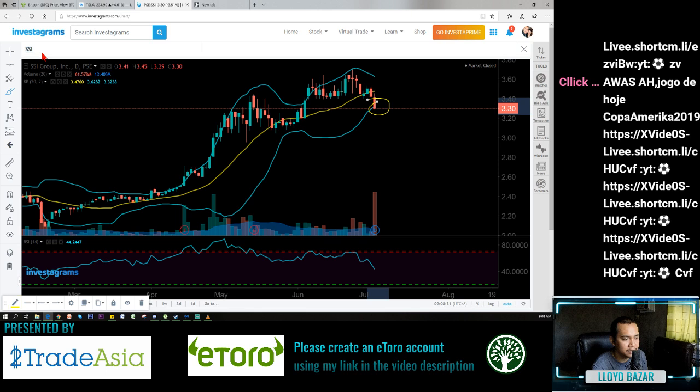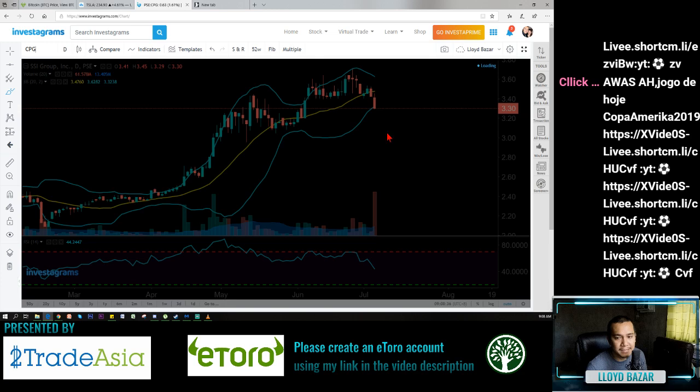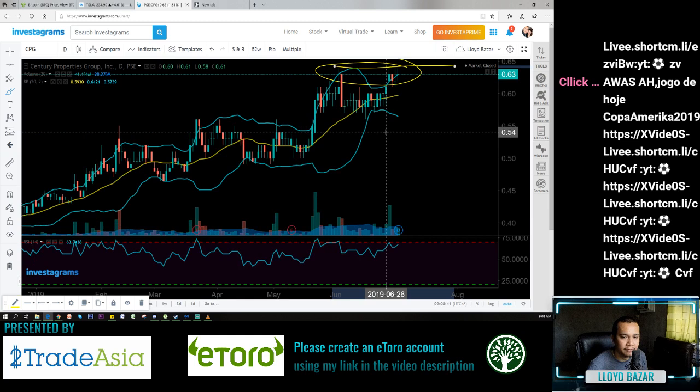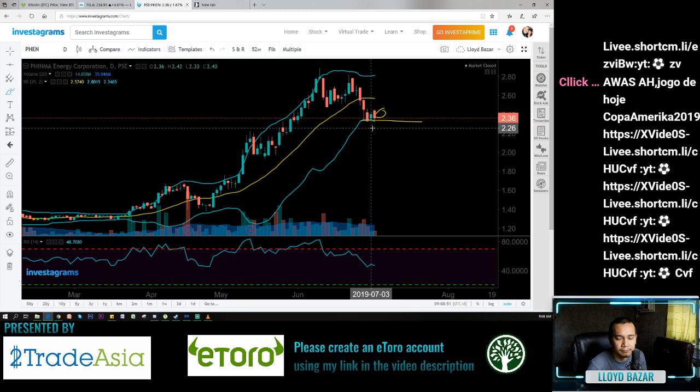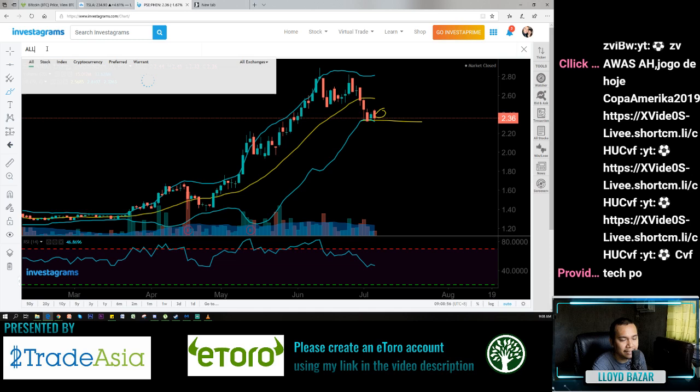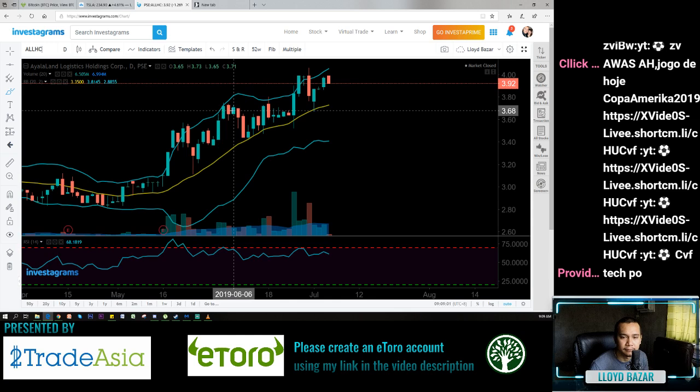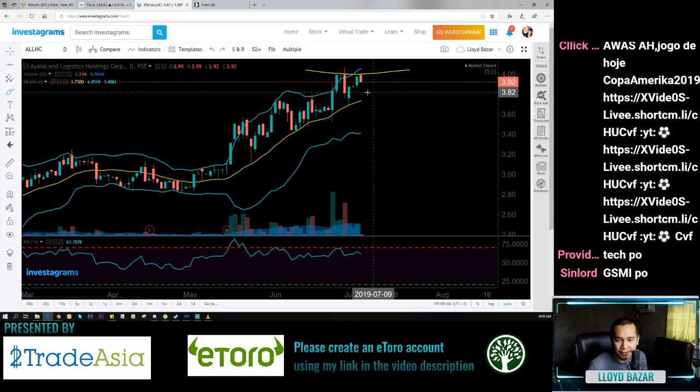CPG, one of my bagger picks. Si CPG, nasa tuktok pa naglalaro. Breakout will be the next best entry point for CPG. I don't wanna recommend it yet as of the moment. Hindi pa siya nag-breakout. Fen naman. Okay, si Fen. Wala pa. Antay lang ng bounce just to confirm the support. LHC. May resistance din si LHC. MA20 bounces, these are the best entries for these kinds of stocks na nagliliparan na.